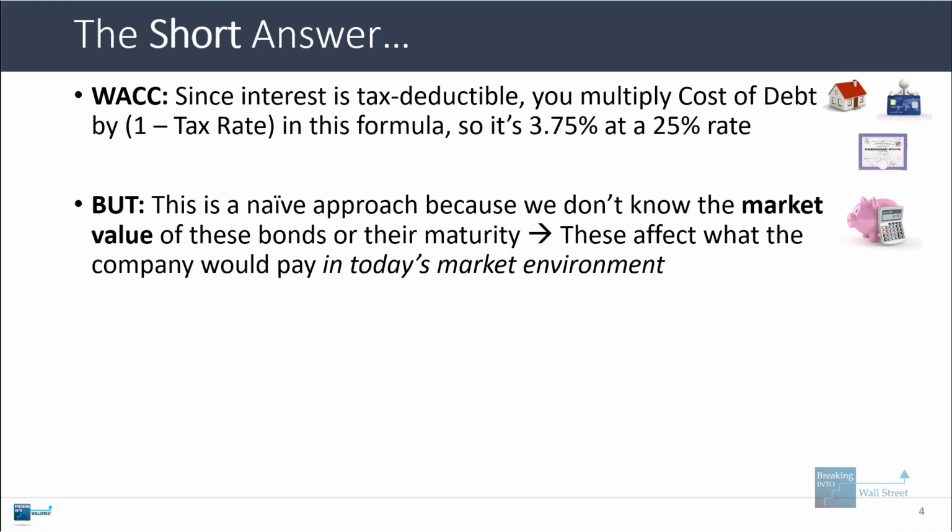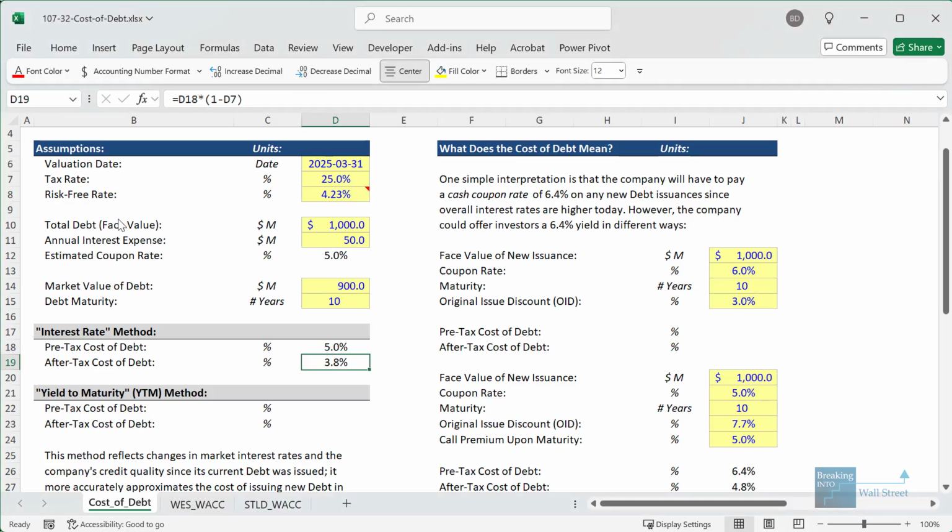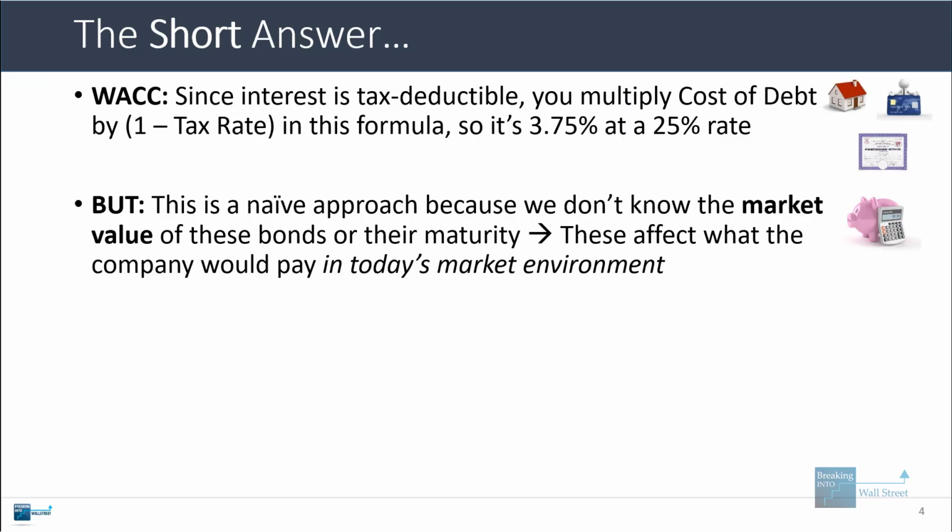market value of these bonds or their maturity, and these both affect what the company would pay in today's market environment. Because when the company issued this debt, interest rates were probably different. Maybe the company's credit quality was different. Maybe something else about the macro environment was different. And so we want to factor in the current market value to account for these factors.